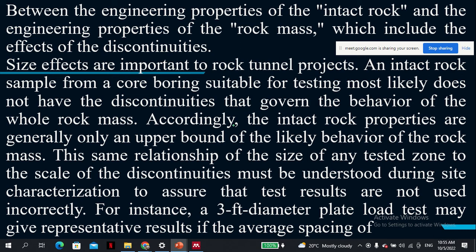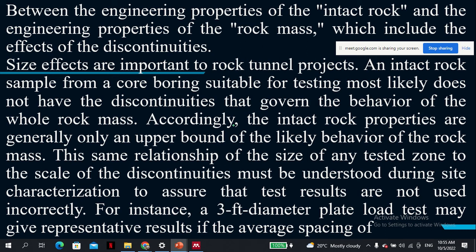An intact rock sample does not have the discontinuities that govern the behavior of the whole rock mass. Accordingly, the intact rock properties are generally only an upper bound of the likely behavior of the rock mass. So when you're interpreting the data from the intact rock from the laboratory, this is just an upper bound, because this is the property of an individual sample. This is like the maximum value, but you need to be aware that the actual strength might be less than what you have measured from the lab.